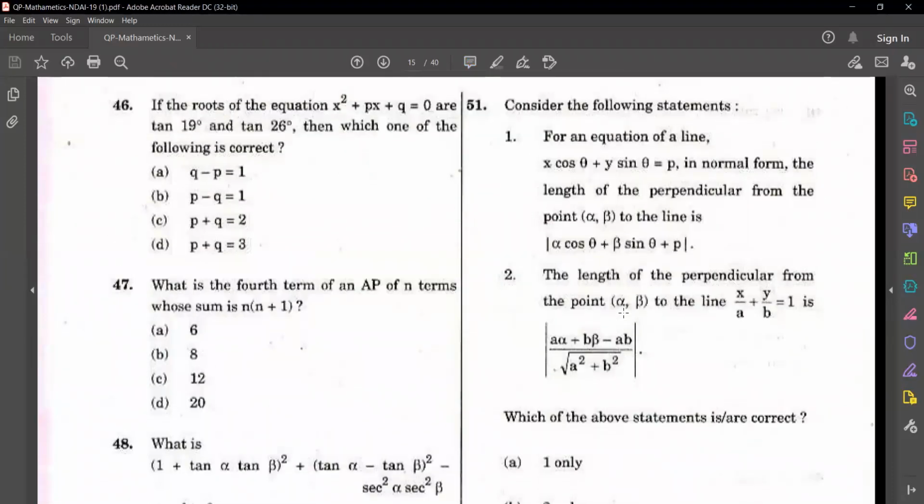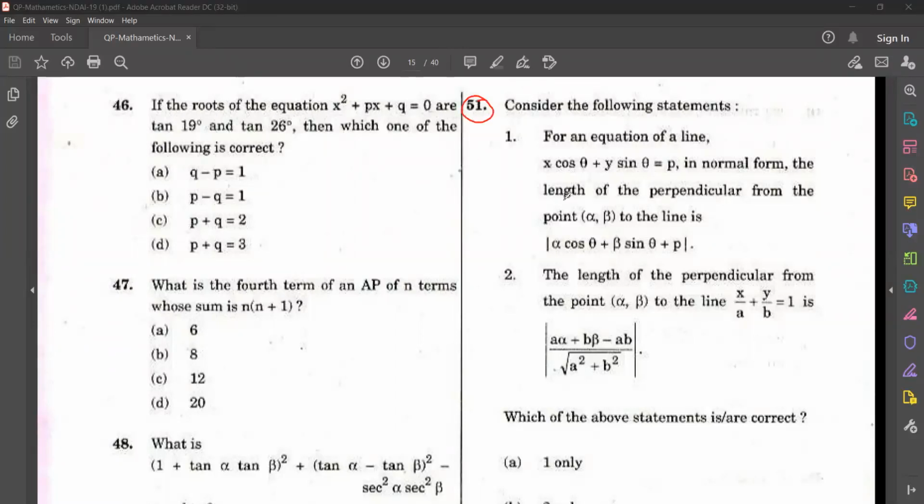Okay, I'll show the statements once more. We are doing the 51st question. I want all of you to try this question. Read the statements clearly and identify whether these statements are correct or wrong. Okay, I'll give you 1 minute. Just read that.